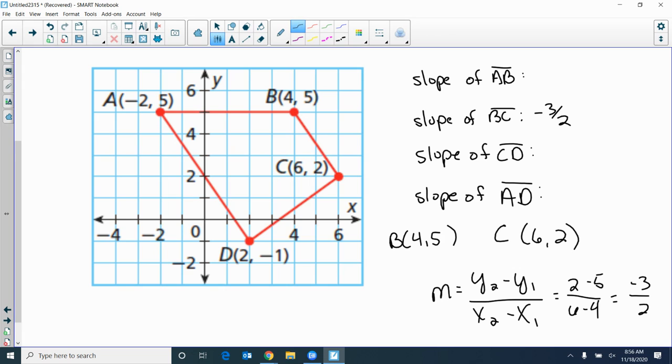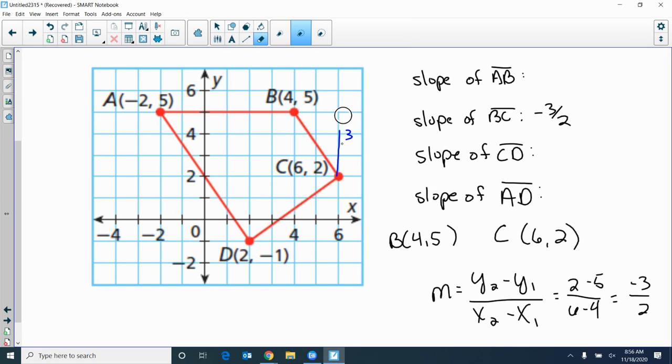Now, those of you who say, well, I can just count up and over, that's fine. If I go from here up 3/2, that's just the exact same thing, absolutely fine, but it's a negative line, so you gotta make sure you put a negative 3/2 on there.